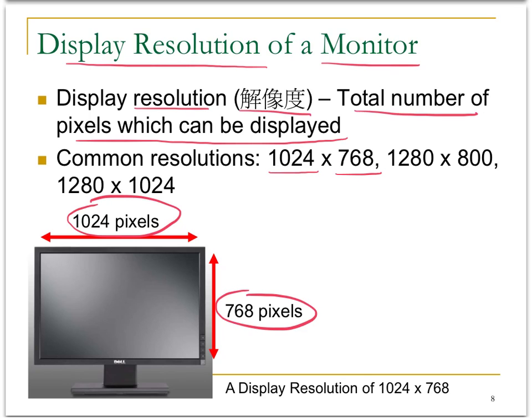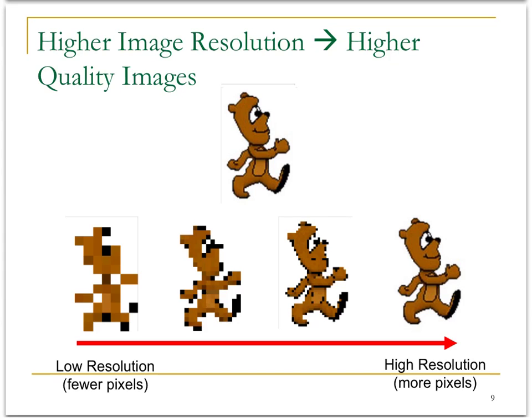Therefore we can now have a very small conclusion: the higher the image resolution, the higher quality the image will be. For example, this image has a very low resolution because it has a small number of pixels. By increasing the number of pixels, we can see that we have a higher resolution image on the right hand side because it has more pixels in the image.